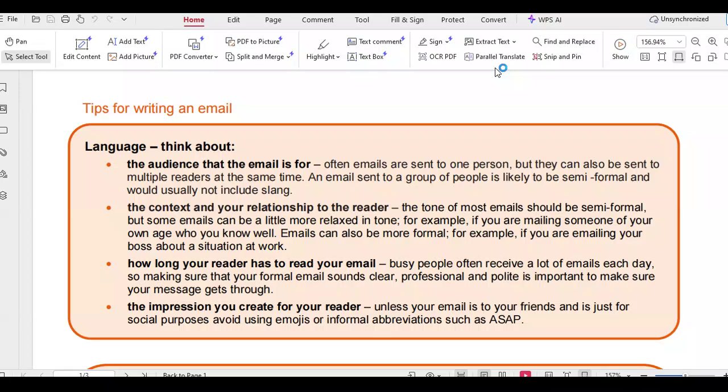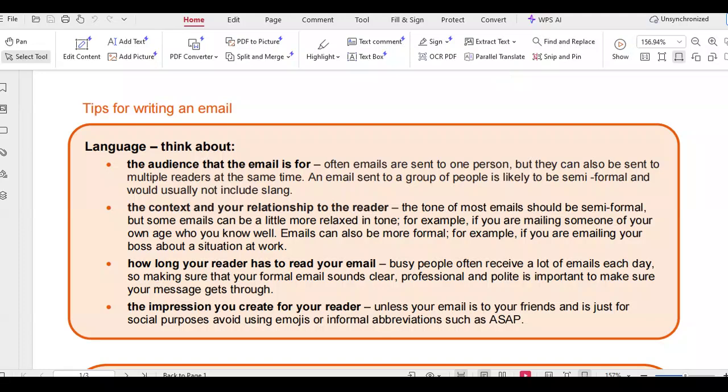In simple terms, before writing an email, you should think about four things: audience, who will read it; relationship, how well you know the reader; time, keep the email clear and concise; and lastly, the impression. We are supposed to use polite and professional language.